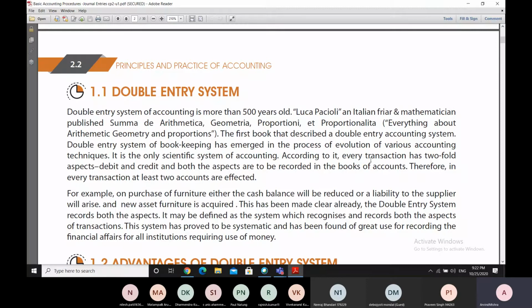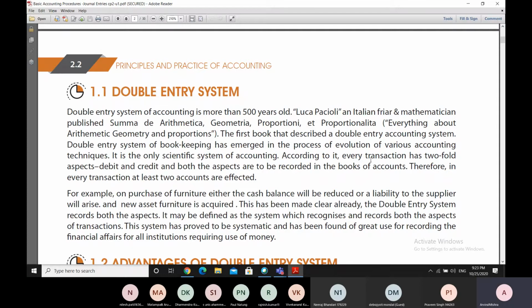So double entry system of bookkeeping has emerged in the process of evolution of various accounting techniques. As accounting techniques have evolved, double entry system has emerged in that process of evolution. In fact, it is the only scientific system of accounting. The other systems are not so scientific.